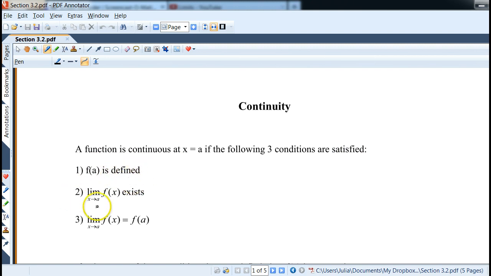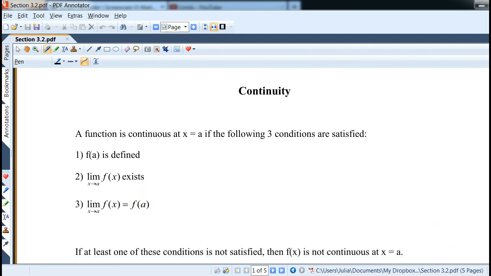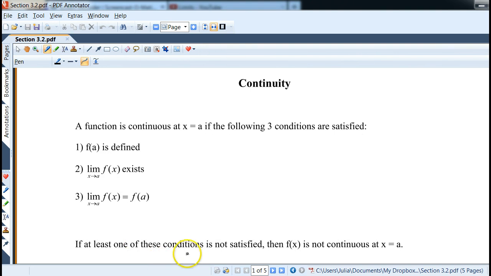Number two, the limit as x approaches a of f of x exists. So you cannot have another type of discontinuity, you'll see later. And the third one is that the limit not only exists as x approaches a, but it actually equals the y value at that point. So let's take a look at some examples when at least one of these conditions is not satisfied. Then of course you have a function that's not continuous.